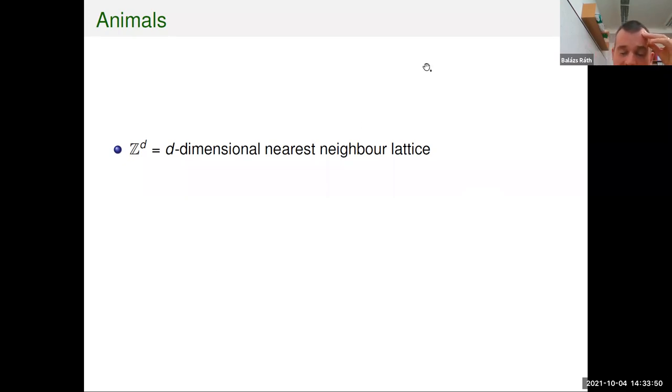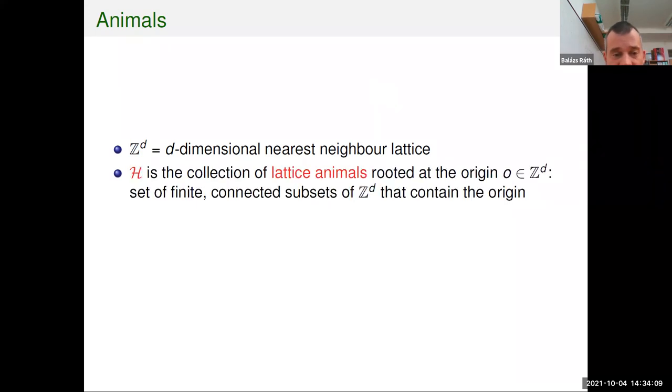So I'm going to talk about percolation on the d-dimensional lattice, so Z^d, which means that I'm going to talk about a random subgraph of the d-dimensional lattice, and I'm going to talk about the connectivity properties of this random subgraph. So this is the usual notation, and let me define animals.